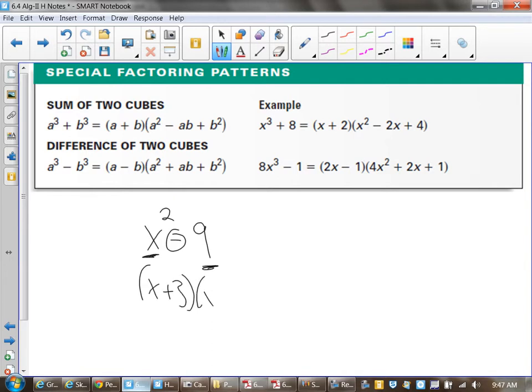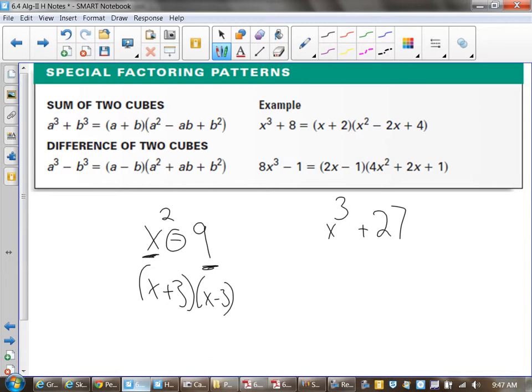Good. And did it matter the order in which you wrote that out, plus or minus? No, it doesn't matter at all. What happens that's a little bit different for today is we're talking about cubes. We're talking about x cubed plus 27. Instead of asking if it's a perfect square, you're asking to see if it's a perfect cube root.